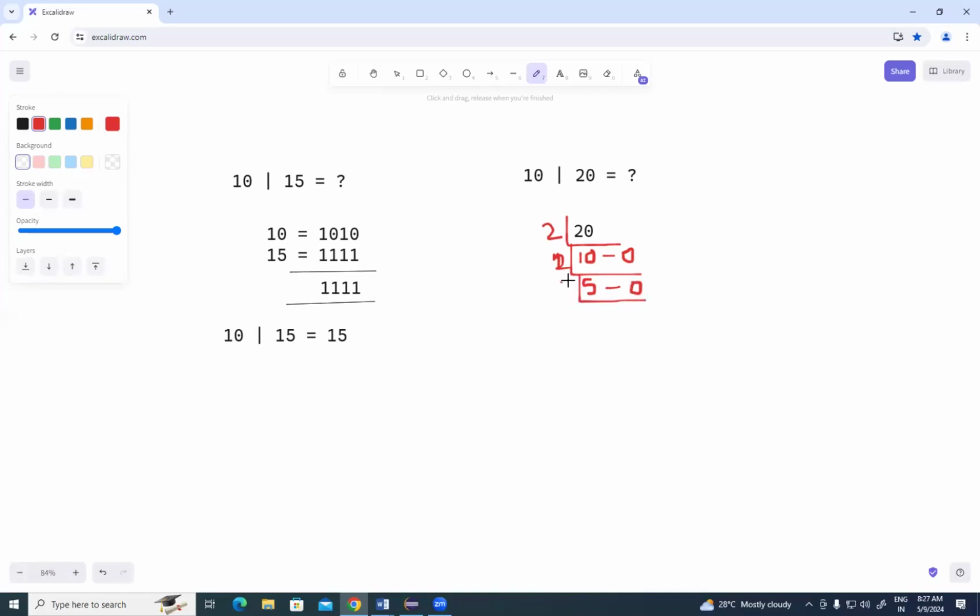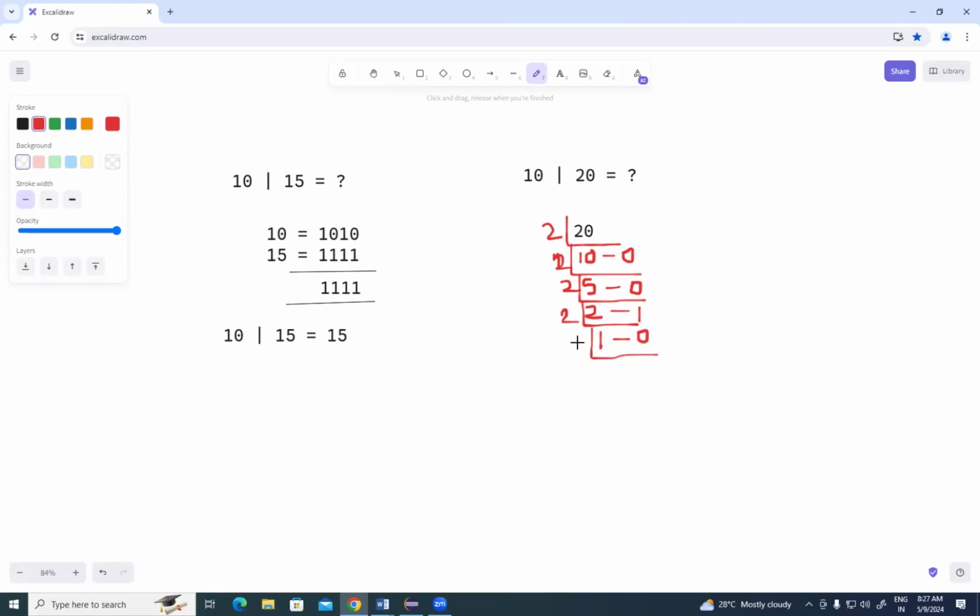Tell me next. 2 2s are 4. 1 remainder. Sorry, 2 2s are 4. What's the remainder? 1. 2 1s are 2. Remainder 0.